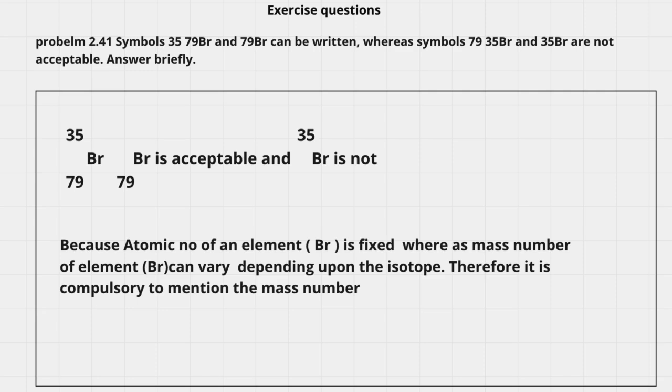³⁵₇₉Br and ⁷⁹Br are acceptable and ⁷⁹₃₅Br and ³⁵Br are not, because the atomic number of the element bromine is fixed, whereas the mass number of the element bromine can vary depending upon the isotope. Therefore, it is compulsory to mention the mass number.